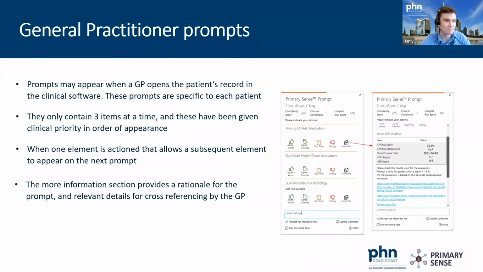The more information section provides a rationale for the prompts and relevant details for cross-referencing by GPs. As you can see here, this prompt has 3 items: missing CV risk medication, due heart health check assessment. The GP from this can click on agree, they will action this prompt; agree, they'll override; remind me next time; or it is wrong for this patient. The GP can also select more information, which you can see here, which will give the GP more information.